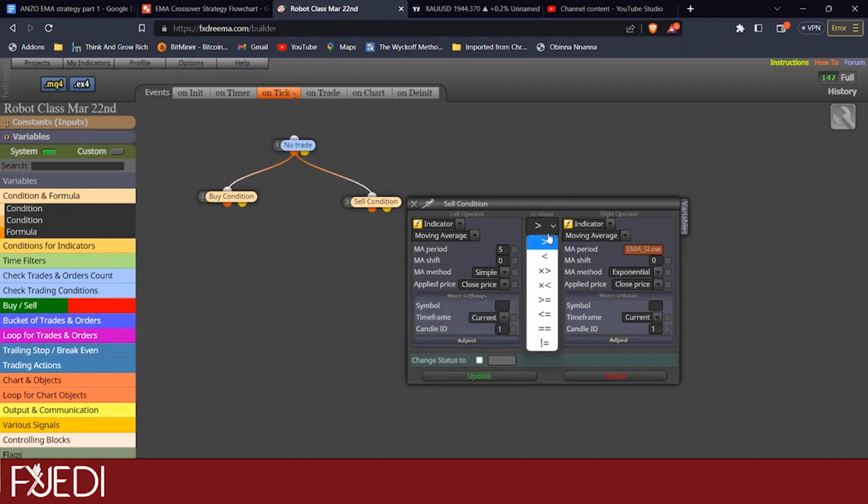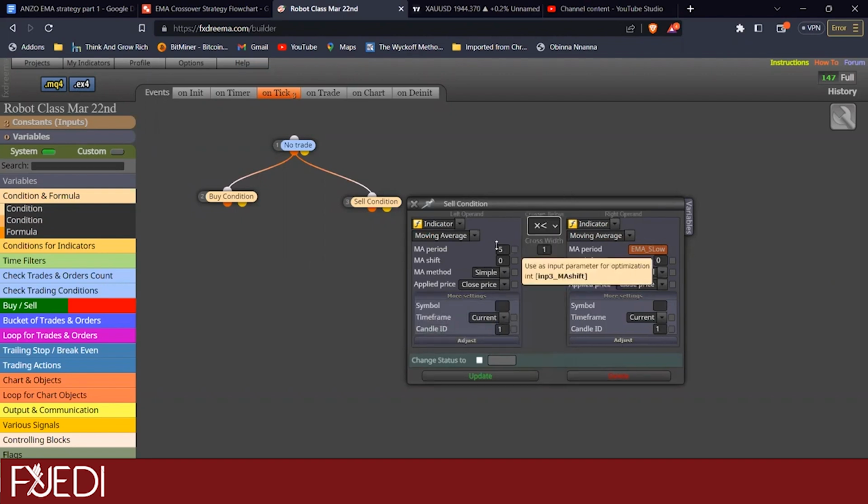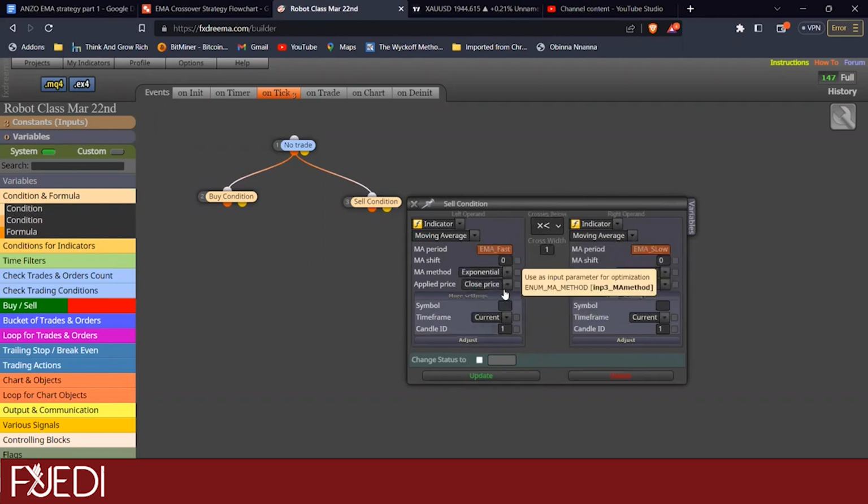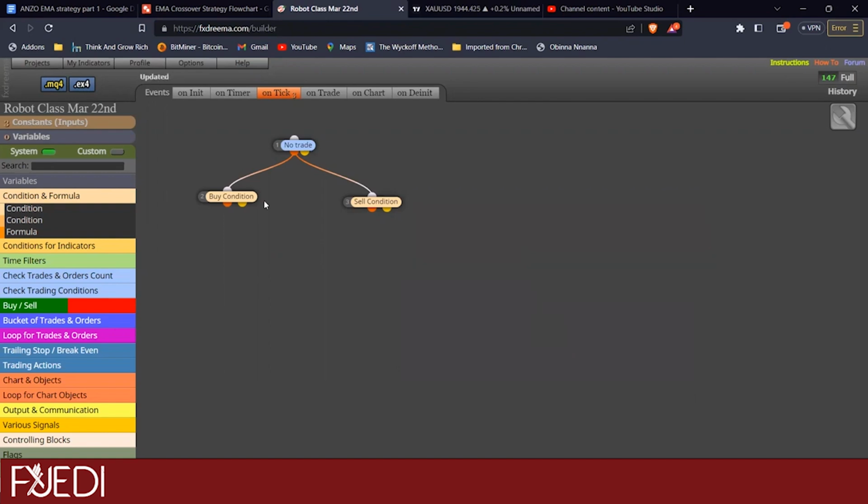So we're looking at crosses below. When the fast moving average crosses below the slow moving average, we want to execute our sell code. So we click on that, click on update, and that is done.